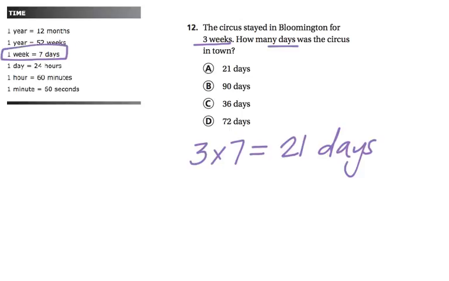All right, hopefully, boys and girls, you were able to see that you were going from weeks to days. So 1 week is 7 days, 2 weeks is 14 days, but 3 weeks would give us 21 days. We just multiplied 3 times 7 because there's 7 days for every 1 week. All right, let's look at the next problem.